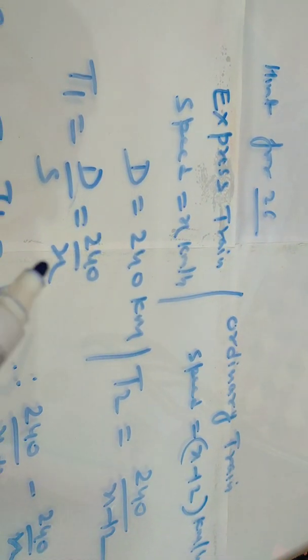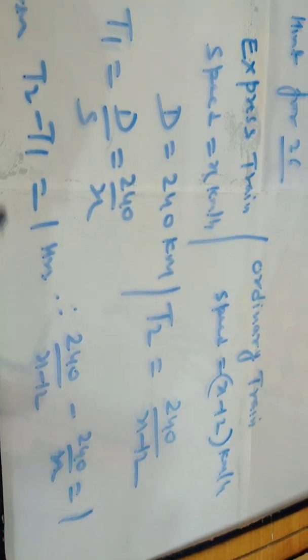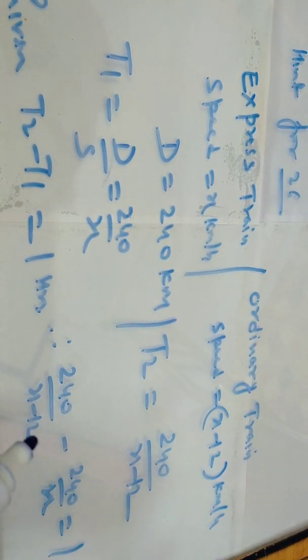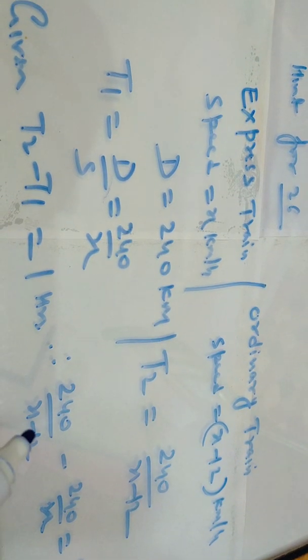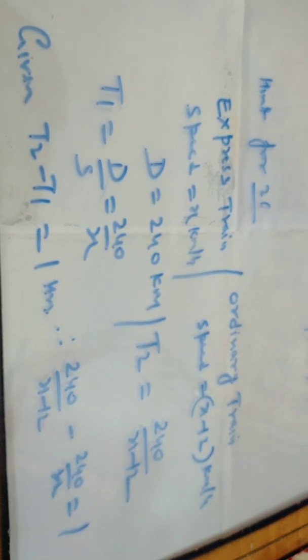So the time taken for covering this distance of 240 kilometer is 240 upon x for the express train, and t2 for the ordinary train is 240 upon x minus 12. The ordinary train has taken more time than the express train, so t2 minus t1 is given as 1 hour. This difference is given, so I substituted the values of t2 and t1 and I got this relationship. If I take the LCM and simplify just like in the earlier question, I will get the value of x. That we have to calculate, what is the speed of the express train. So take the hint from this question and try to simplify these homework questions.